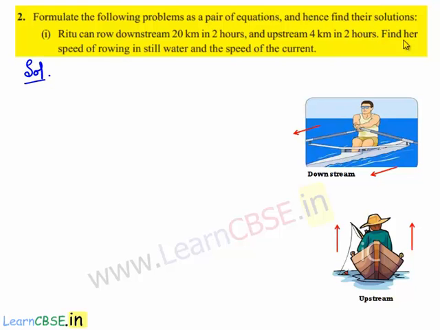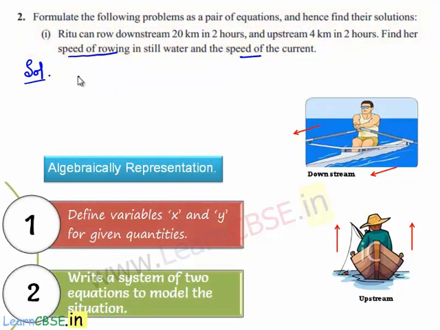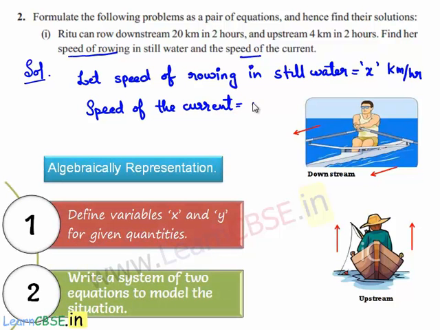In this problem, we need to find the speed of the rowing in still water and the speed of the current. So let the speed of rowing in still water be x kilometer per hour and the speed of the current be y kilometer per hour.